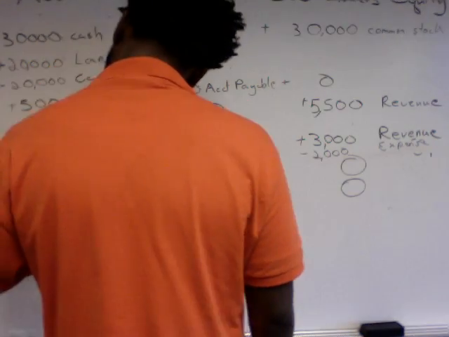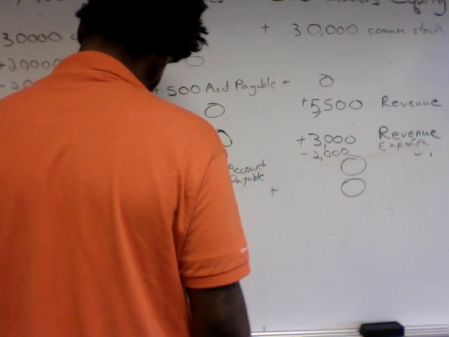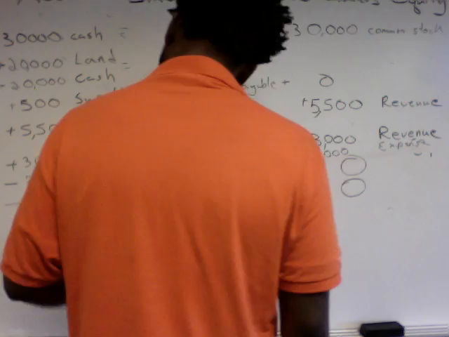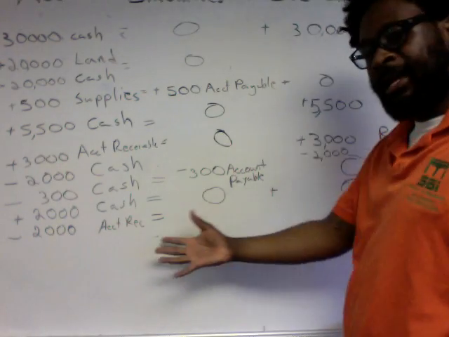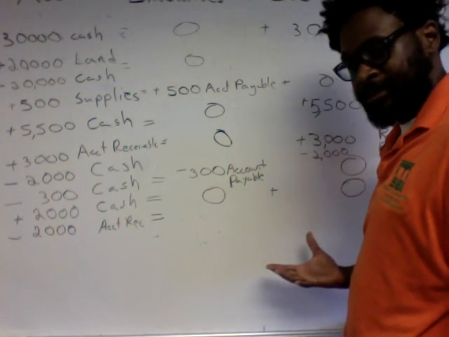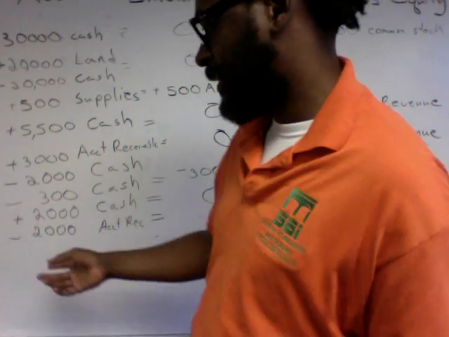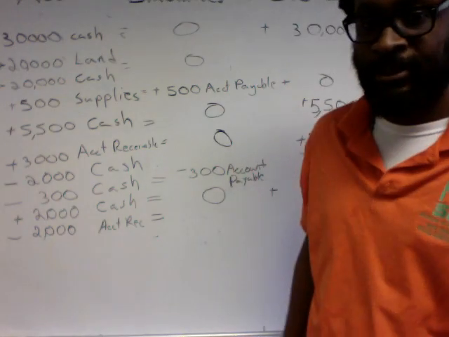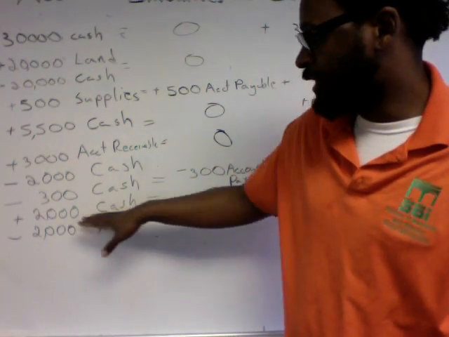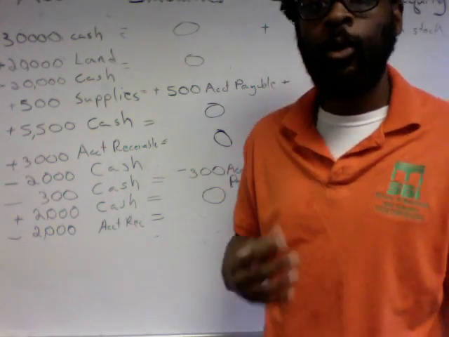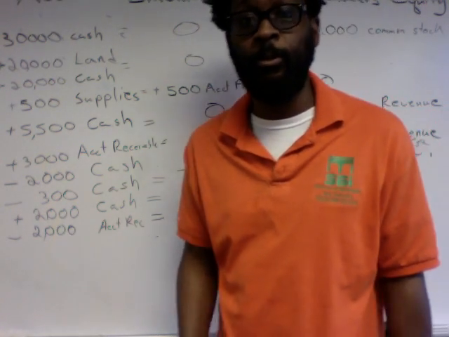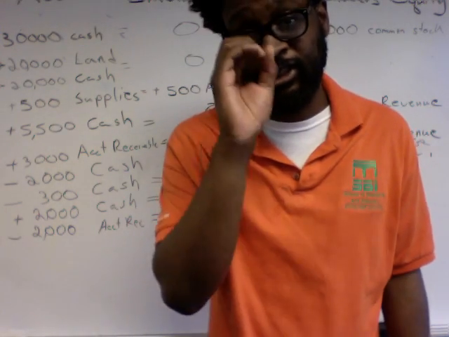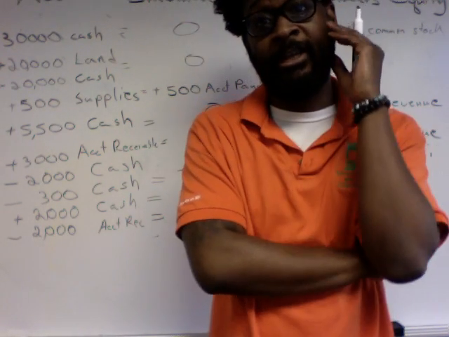So our accounts receivable is going down, which is going to balance out the change in assets. I'm going to say that again. Our accounts receivable is going down, which is going to balance out the change in assets. Now, as of this particular transaction alone, what was my total effect on assets? The correct answer is 0. Your total effect on assets is 0.